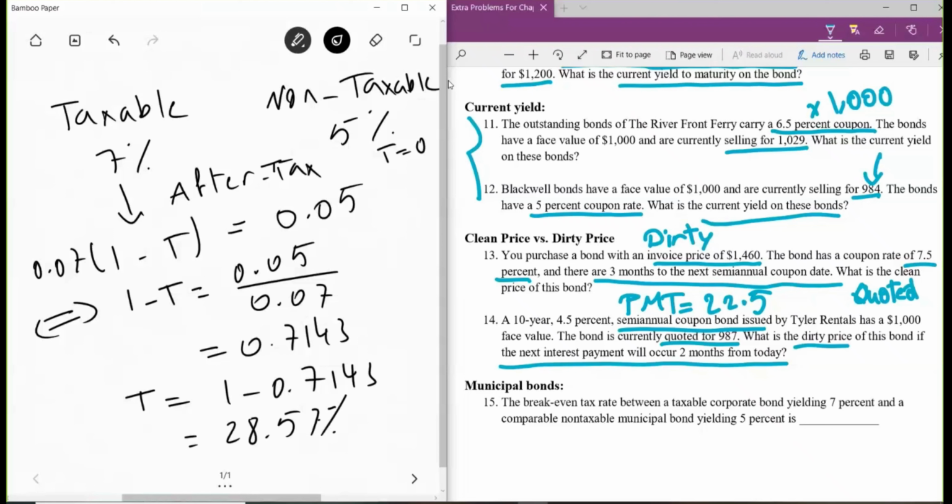So when the tax rate is 28.57%, an investor will be indifferent between the two bonds. Because if the investor invests in the taxable bond, the investor will have an after-tax yield of 5%. And if the investor chooses the non-taxable bond, the after-tax rate is also 5%. So that's it for the problems that relate to Chapter 7.